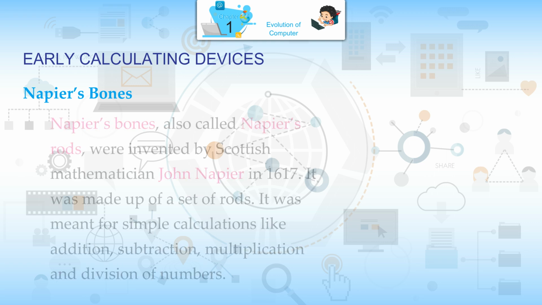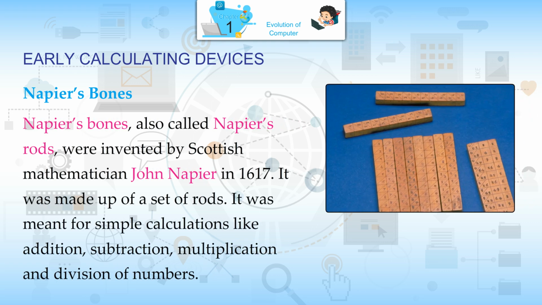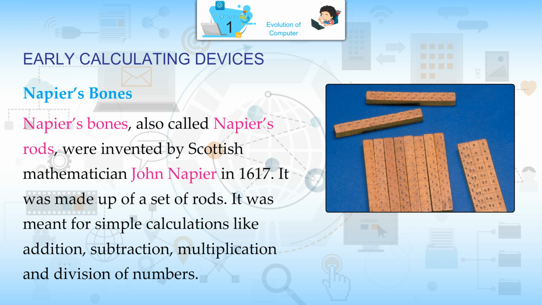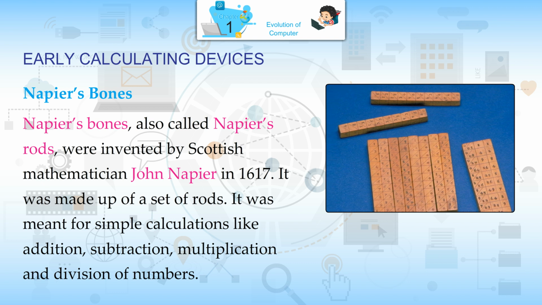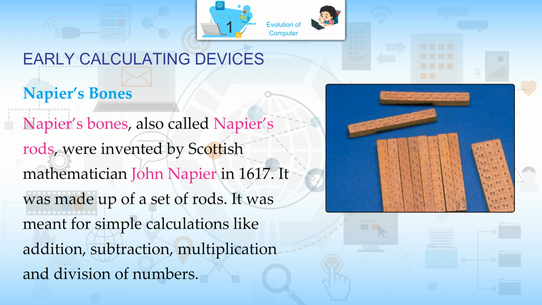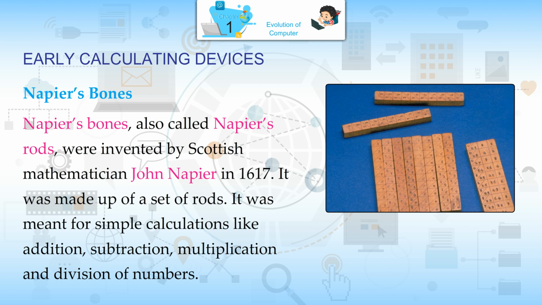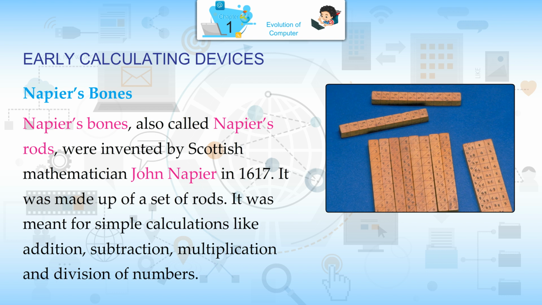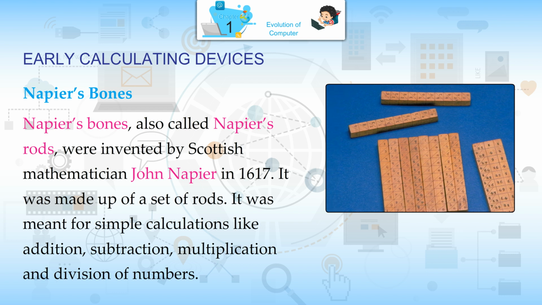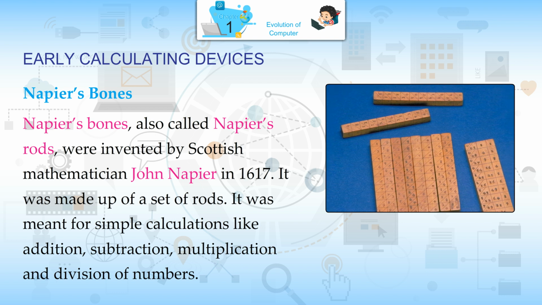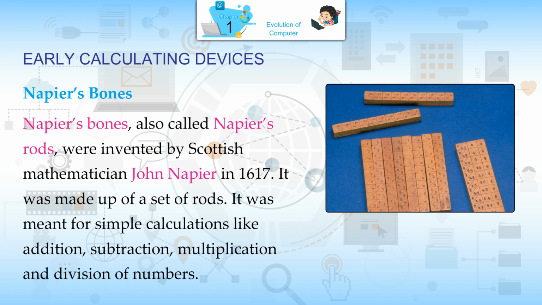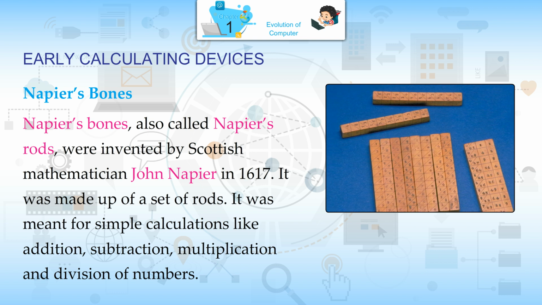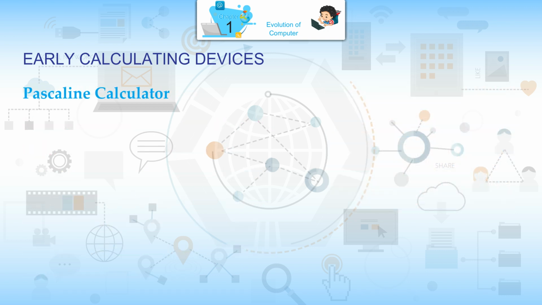Napier bones. Napier's bones, also called Napier's rods, were invented by Scottish mathematician John Napier in 1617. It was made up of a set of rods. It was meant for simple calculations like addition, subtraction, multiplication and division of numbers.